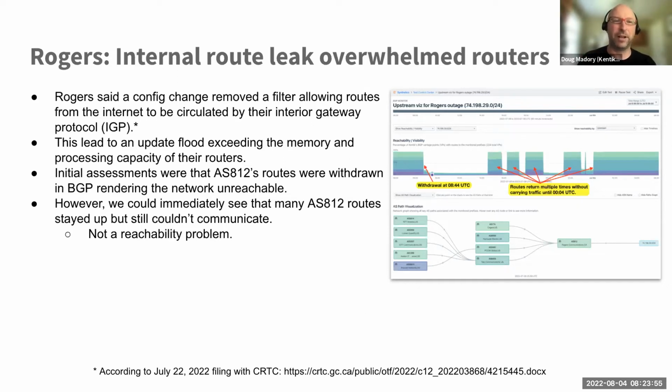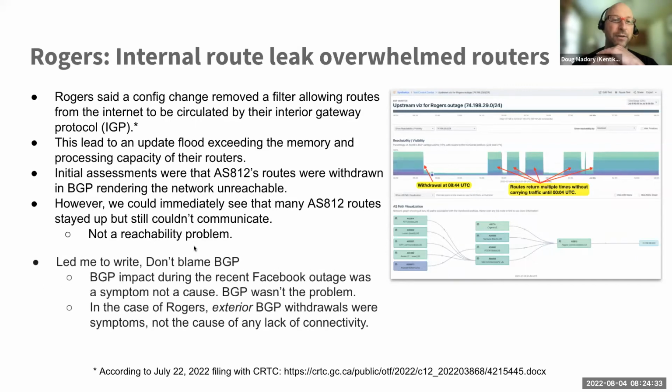This led to an update flood that exceeded the memory and processing capacity of the routers. These things started keeling over. We started seeing routing withdrawals at different periods of time and in pockets, possibly as these different routers were falling over. As I and others were looking into this outage as it was unfolding, there were some initial assessments that are still kind of kicking around. The claim was that AS812 had withdrawn its routes from the global routing table, and that it became unreachable as a result. And that is not a true statement.